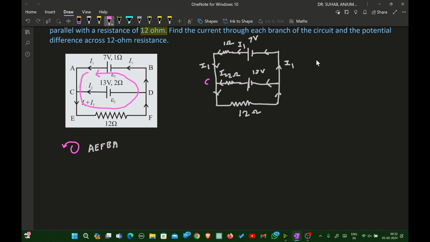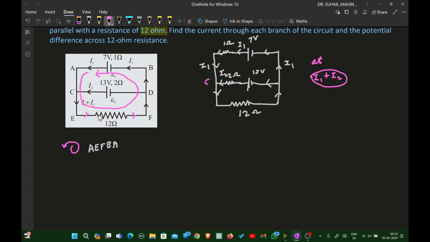So at junction C, according to Kirchhoff's current law, we have I1 plus I2, and this current will further flow through the 12 ohm resistance. We can call it I if you want, otherwise we can keep it as I1 plus I2 only. So I will keep it as I1 plus I2 only, and that will flow through this 12 ohm resistance. Now here you can see that the direction of the current is like this, and the direction of the loop is like this. Okay, so that means the direction of current and the direction of the loop are both parallel to each other, and we have seen the rules in our earlier part.